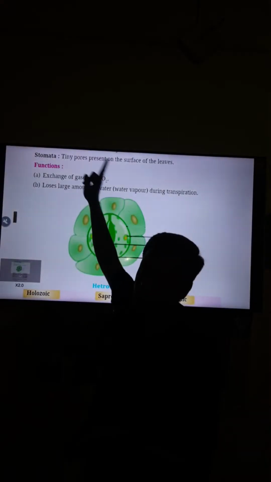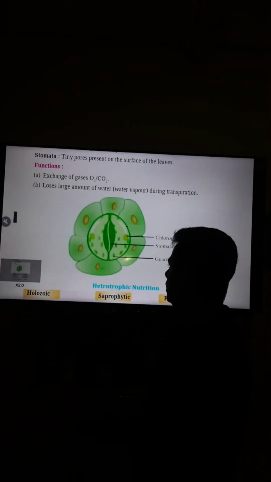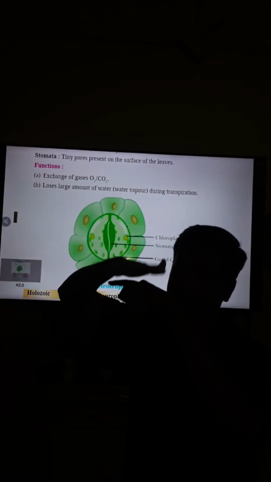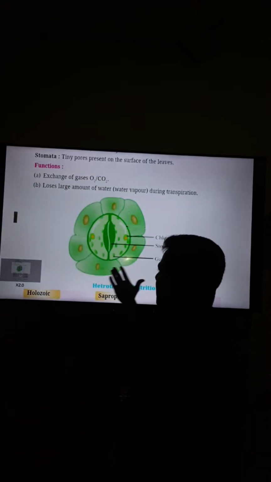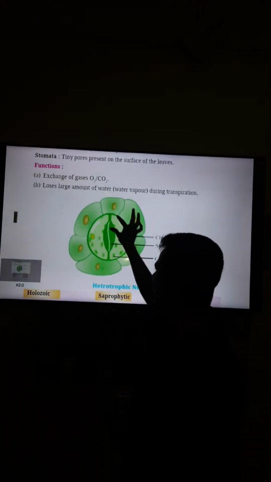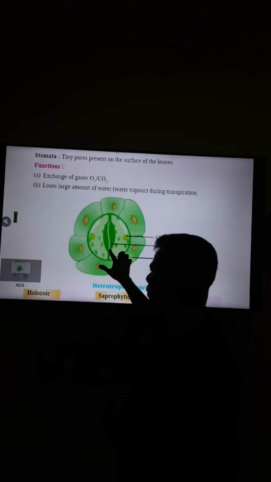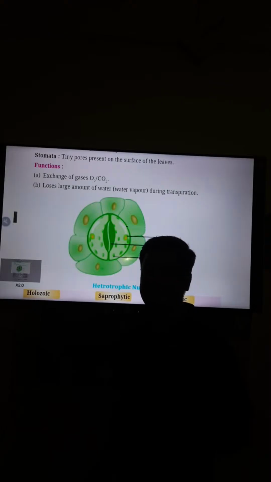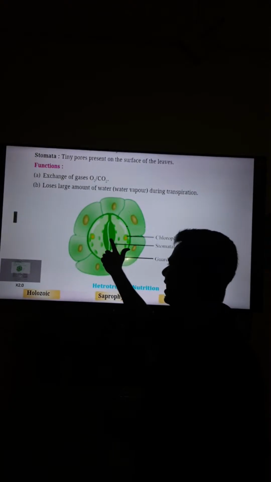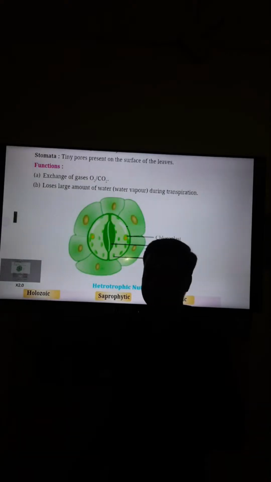What are the functions of stomata? This is a stomata, students. This is one stomata. Like this, so many stomata are present below the leaves. This stomata is surrounded by guard cells. These are guard cells, students. And there is a middle opening, which is called the stomatal pore, where the exchange of gases takes place and also water is released in the form of vapor. Clear? So this is the diagram of stomata.